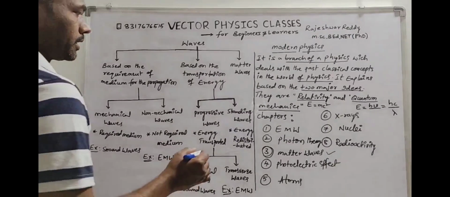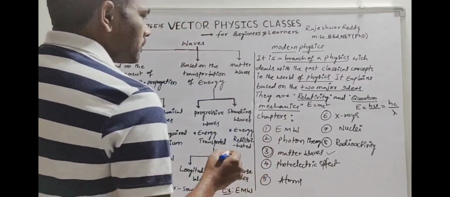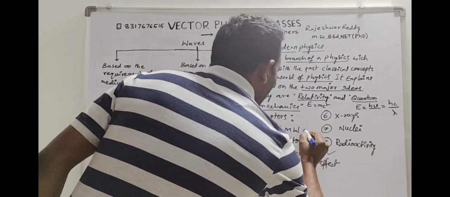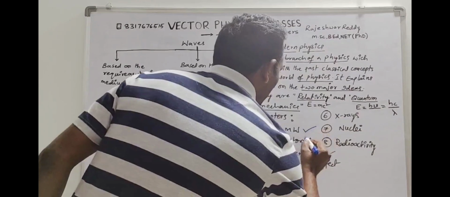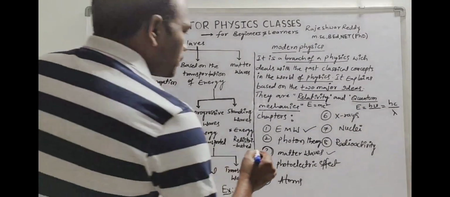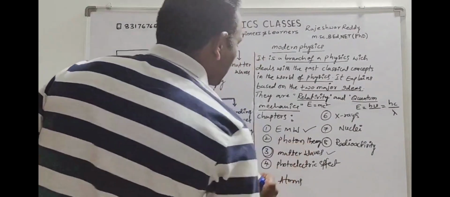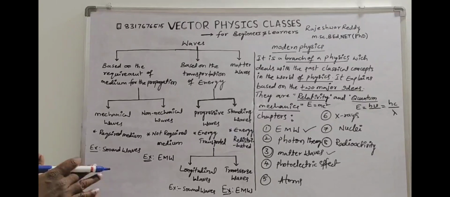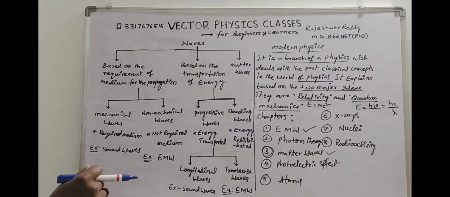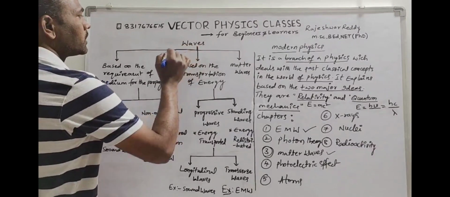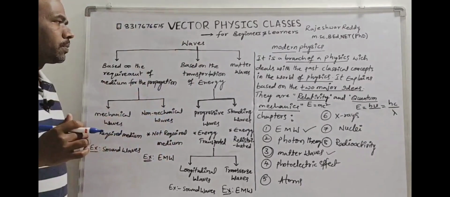Now one by one we'll discuss. The first chapter in modern physics is electromagnetic waves. Before we discuss electromagnetic waves, first, what is a wave and how do we classify waves? So first we'll discuss the waves.